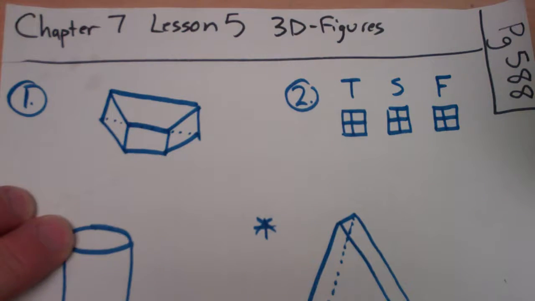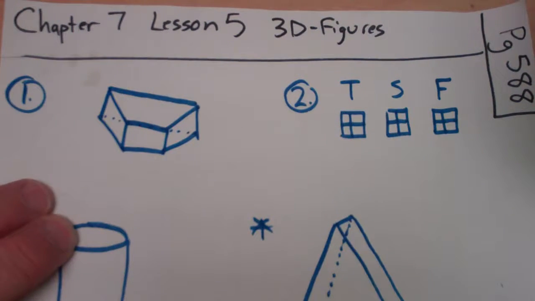Alright, this is Chapter 7, Lesson 5 on three-dimensional figures. Three-dimensional meaning they no longer are flat, planar objects. They have three dimensions: length, width, and height. So this is just kind of a lesson on how to view and how to draw them, which I know is a joke for anybody who knows me, because you know I can't draw.